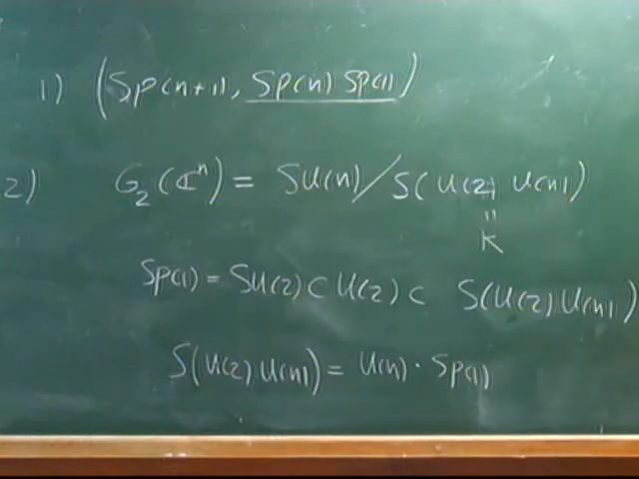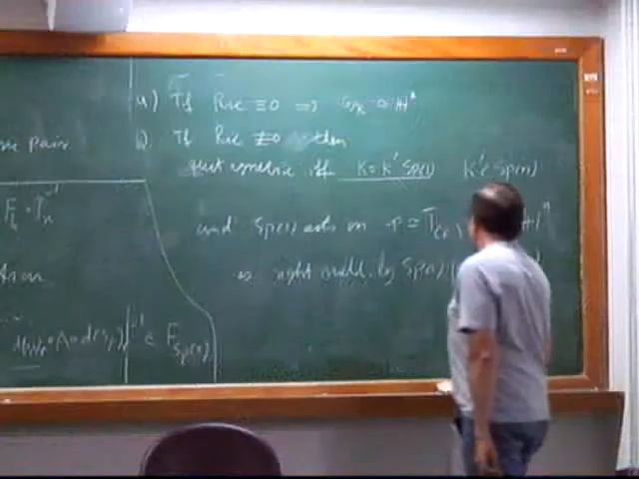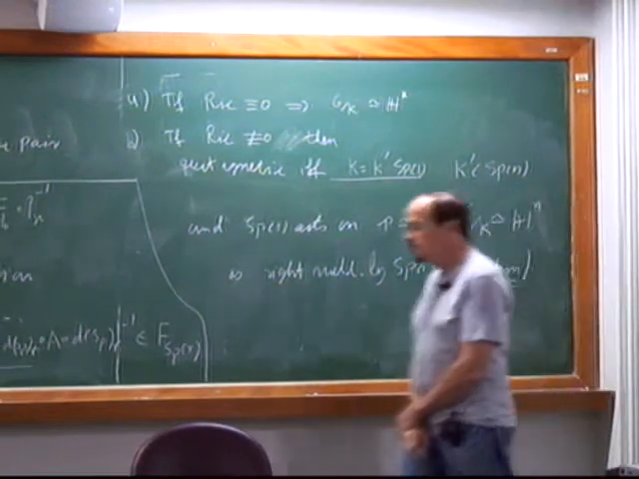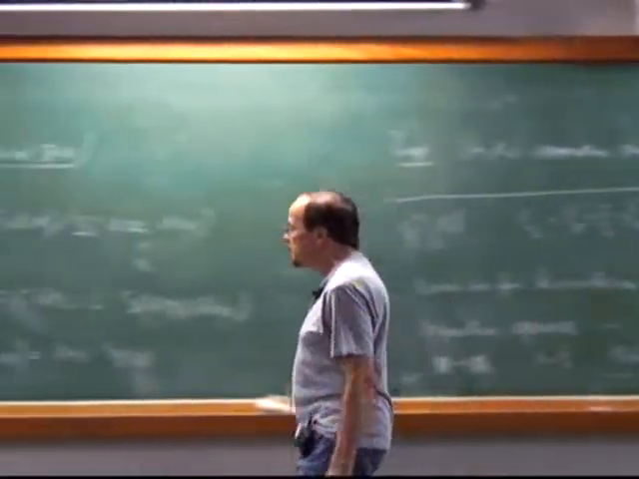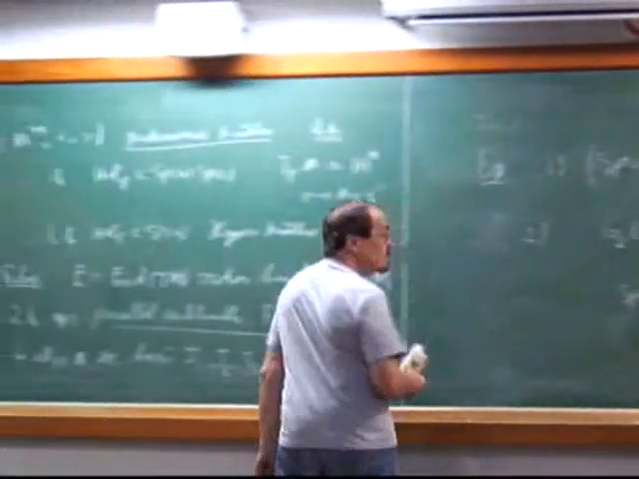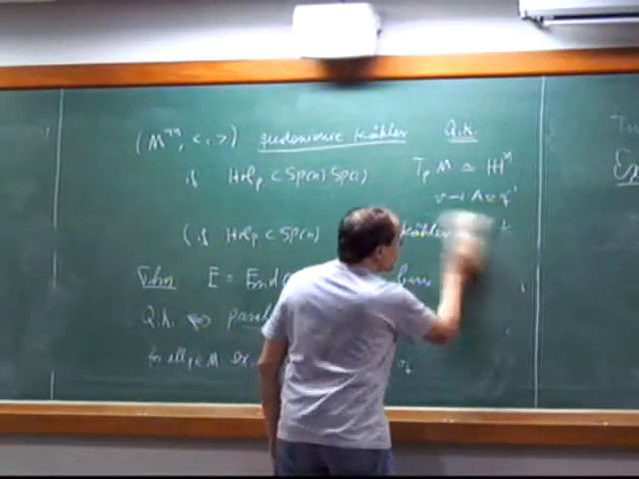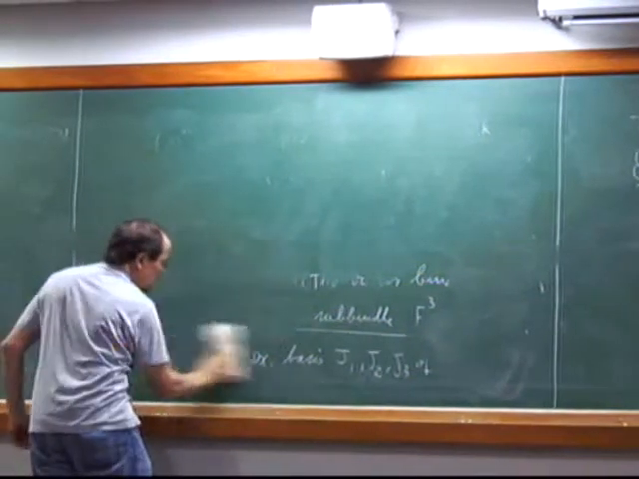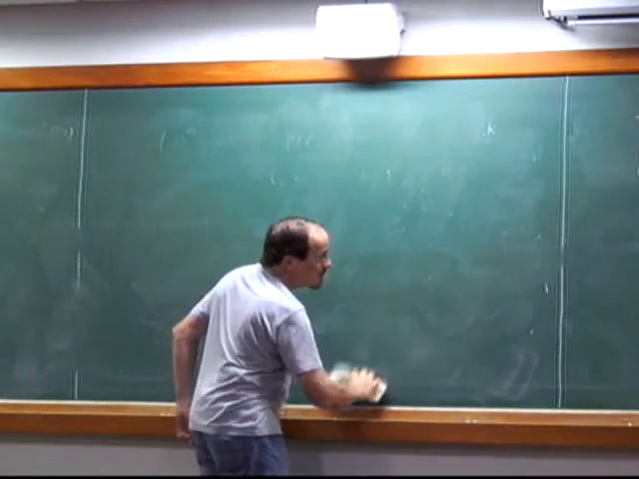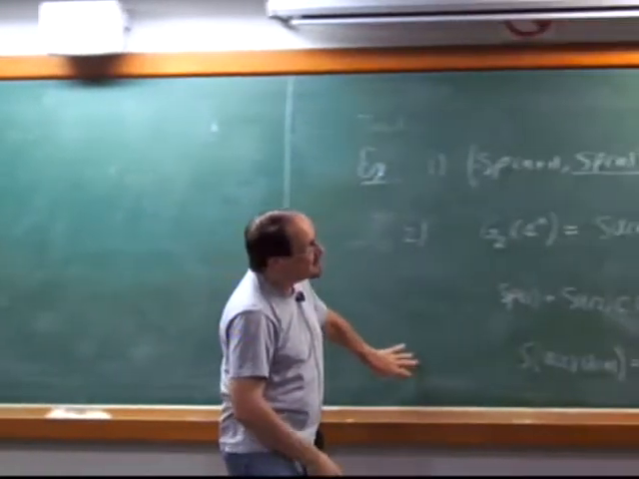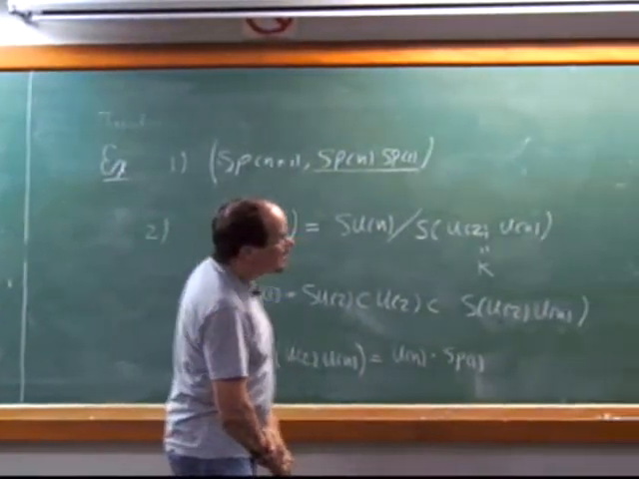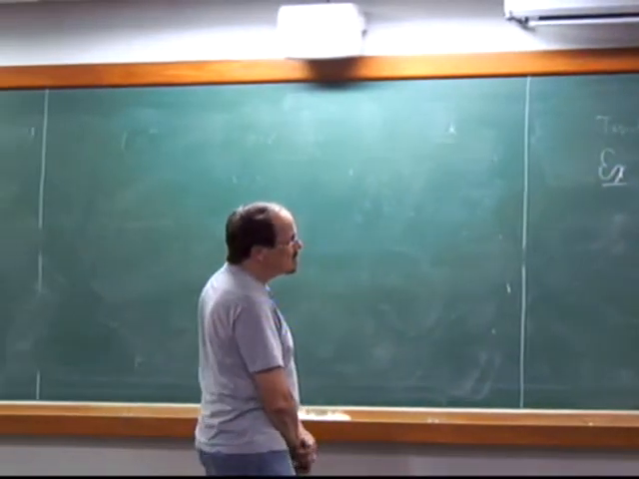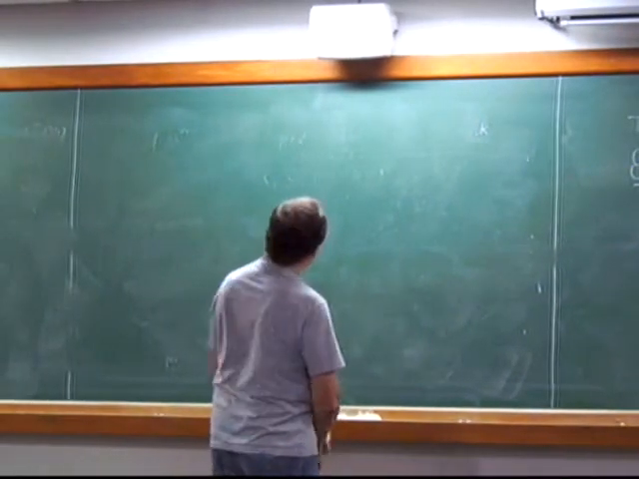Right. Looks like this. But now I have this other condition that the way the SU2 acts must be like the Hopf action. So how do I do that? So I have to compute the action of K and see that K preserves the tangent space like that.